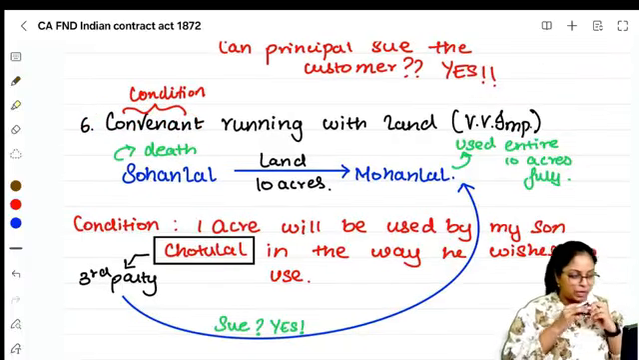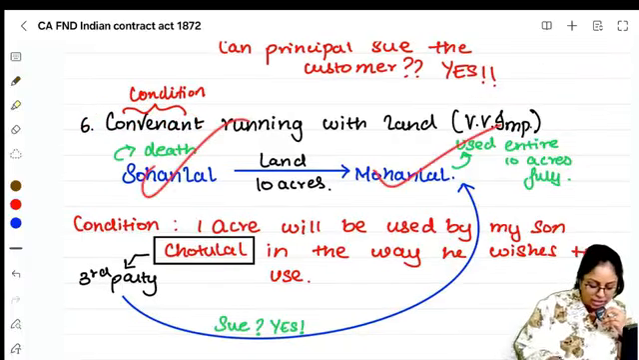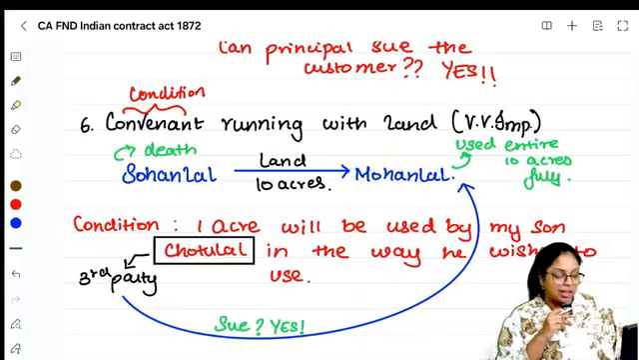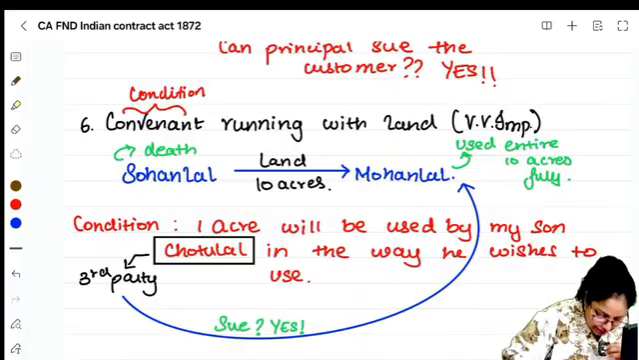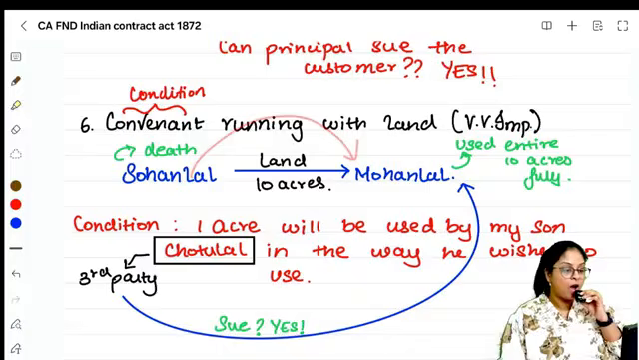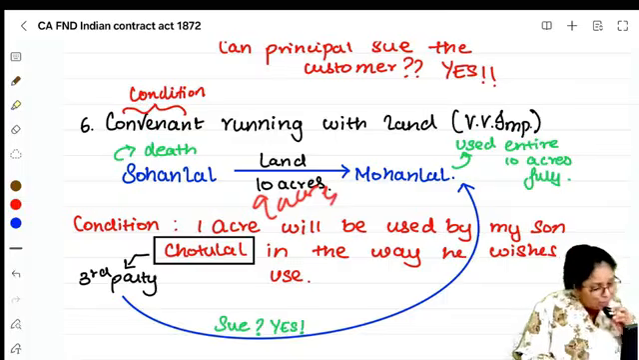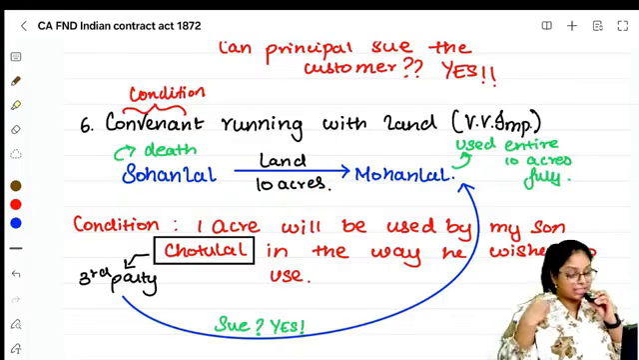Sixth is very important: covenant running with the land. Remember this example I told you, Sohan Lal and Mohan Lal. Sohan Lal had 10 acres of land, and he gave the land to Mohan Lal. While giving it to Mohan Lal, he said, use 9 acres however you want.